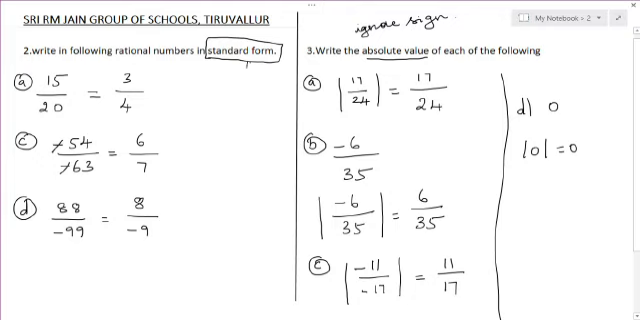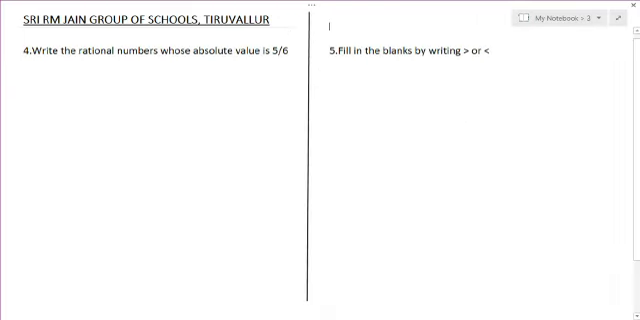Standard form, you have to find out the common factor for the numerator and denominator and divide with the common factor. Absolute value, you will ignore the sign and the answer will be positive. So let us go for the next sum. They have given, write the rational number whose absolute value is 5 by 6. Whose absolute value? So the answer is given here and you have to find out the question.